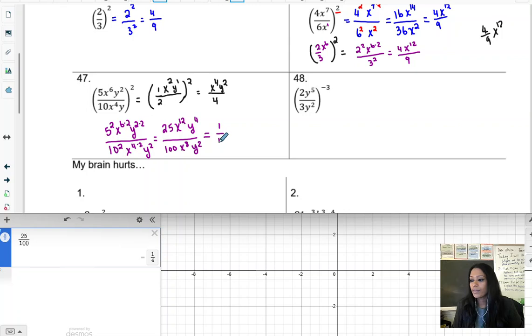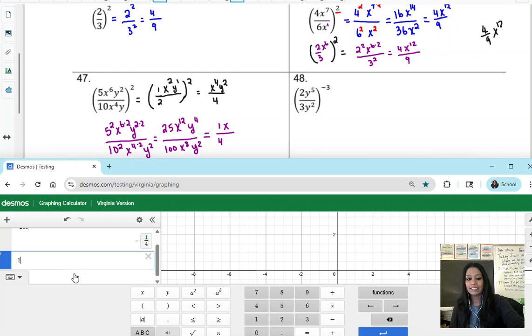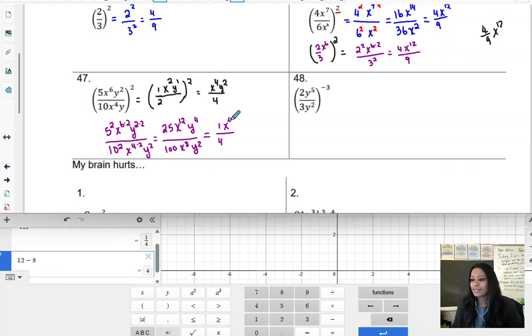Yeah, 1 over 4. And then 12 minus 8 is 4. My mind just went blank. Yeah, 4. And then 4 minus 2 is 2. And again, when you have the 1 in the top, you don't have to write it because 1 times anything is itself. So there you go.